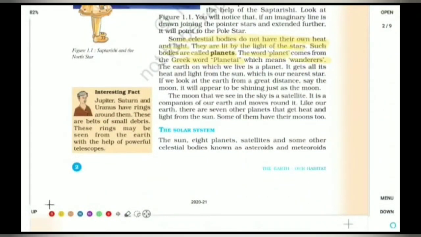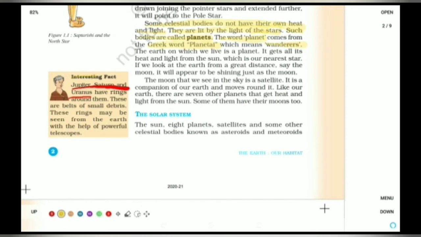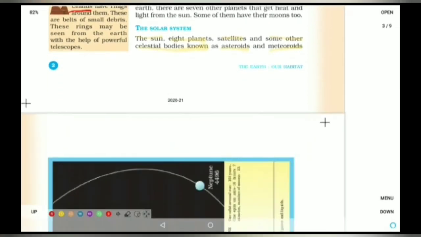Interesting fact, let's see this. Jupiter, Saturn, and Uranus have rings around them, but you only see Saturn having rings, right? These are rings of small debris, okay? As you all know, our solar system has the sun, 8 planets, satellites, and some other celestial bodies known as asteroids and meteoroids. This is a diagram of the planets in the solar system.